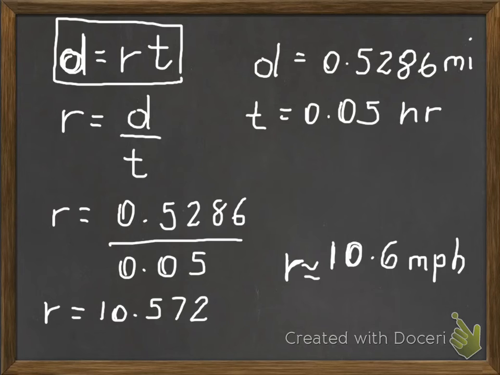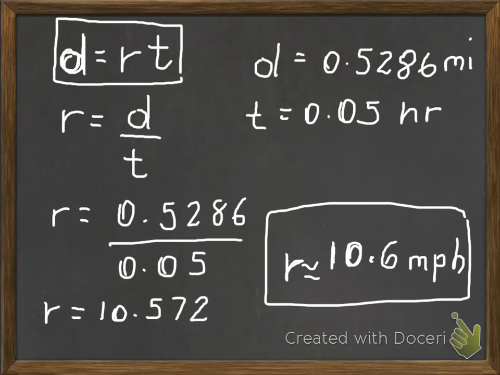Okay, so 10.6 miles per hour. The speed is approximately 10.6 miles per hour. That's the answer to the problem. That's how fast it takes the fire to move from point A to point B.